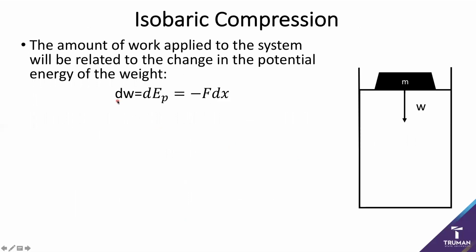So as we've seen previously, the amount of work applied to a system is going to be related to the potential energy, because the potential energy can be thought of as the maximum amount of work that can be obtained from moving the system. So in turn, we can relate the change in potential energy of a weight based on the amount of force it takes to move this weight times essentially the distance I moved it.